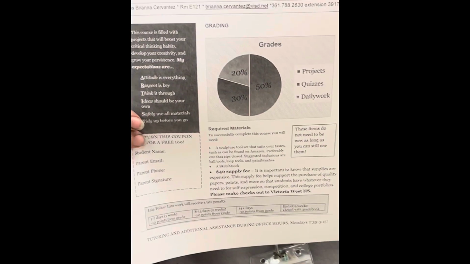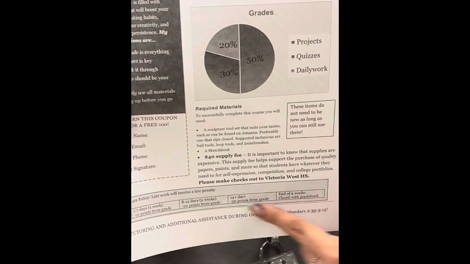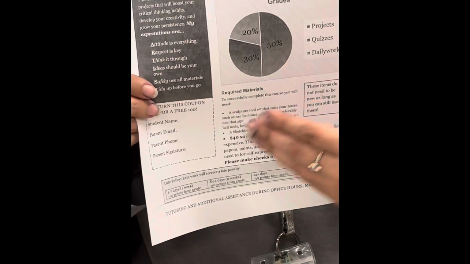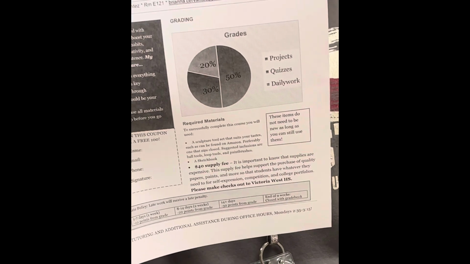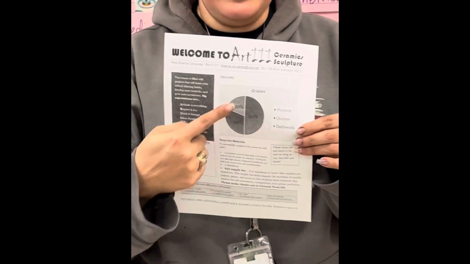All right, so the things that are important in here to remember and to look at are our grading policies, including the late policy down here at the bottom, and our materials. So let's go over those pretty quickly here. So grades, there are 3 kinds of grades you're gonna have in this class. You're gonna have projects, you're gonna have quizzes, and you're gonna have daily grades. Projects is this big slice of the pie over here. That's 50% of your grade, that project grade right there.